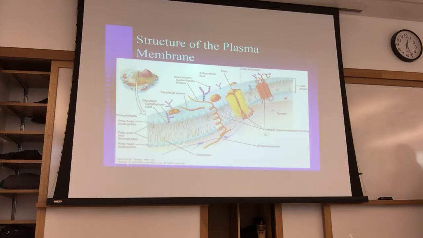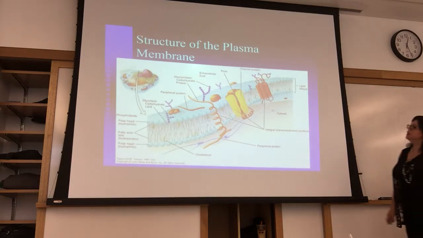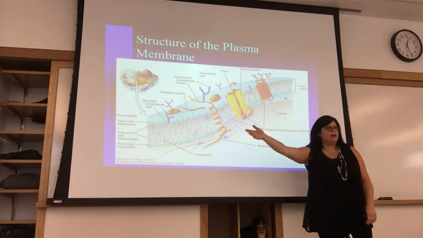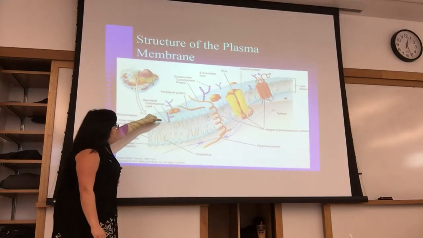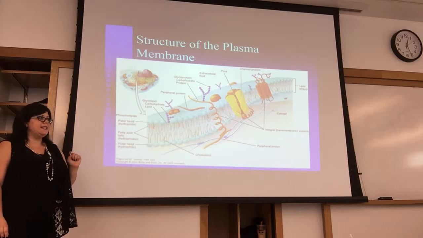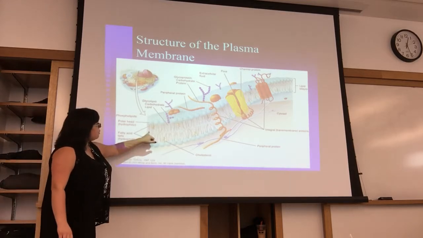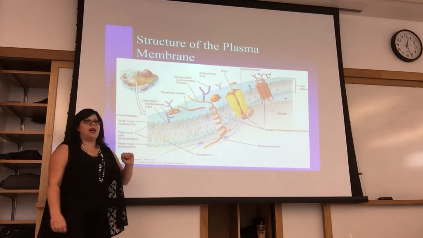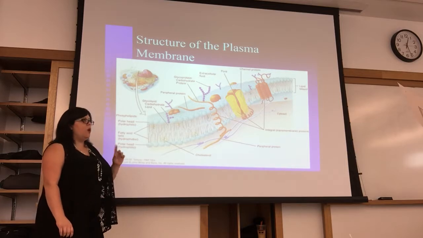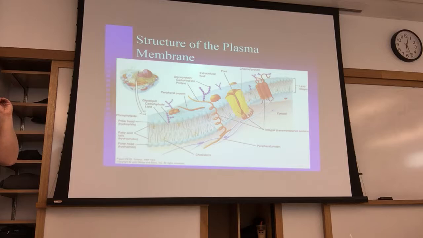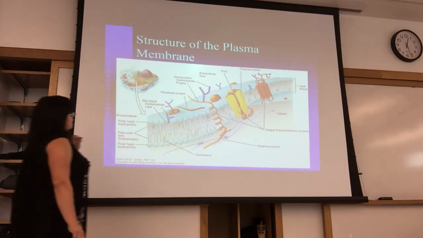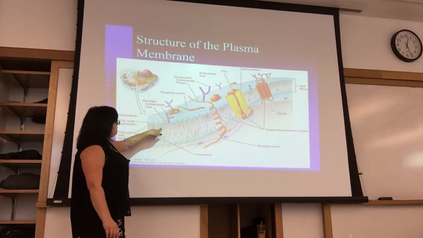I showed you this picture last time, I think. All right, so here's the phospholipid bilayer. The light blue circles are the hydrophilic heads, and the gray lines, those are the hydrophobic tails. One phospholipid has one head and how many tails? Two. Good. Okay. Two tails from each of these heads.